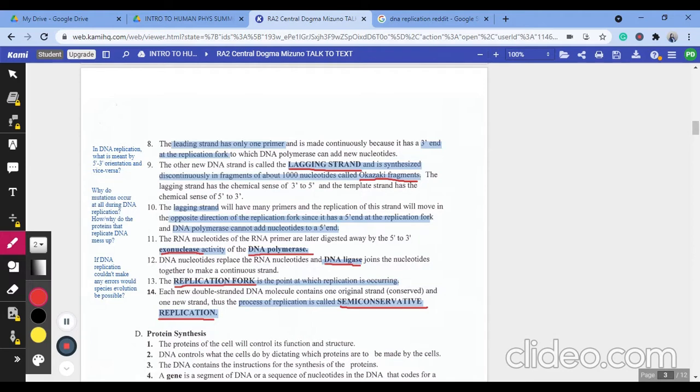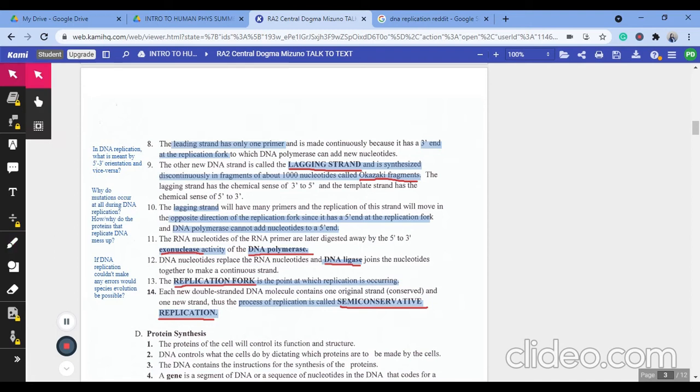But before I move on to protein synthesis, I have a few questions about DNA replication. So number one, in DNA replication, what is meant by 5' to 3' orientation and vice versa? This is something that has been pretty confusing for me since I was reading this text, and I think I need a bit of clearing up with what that actually means.